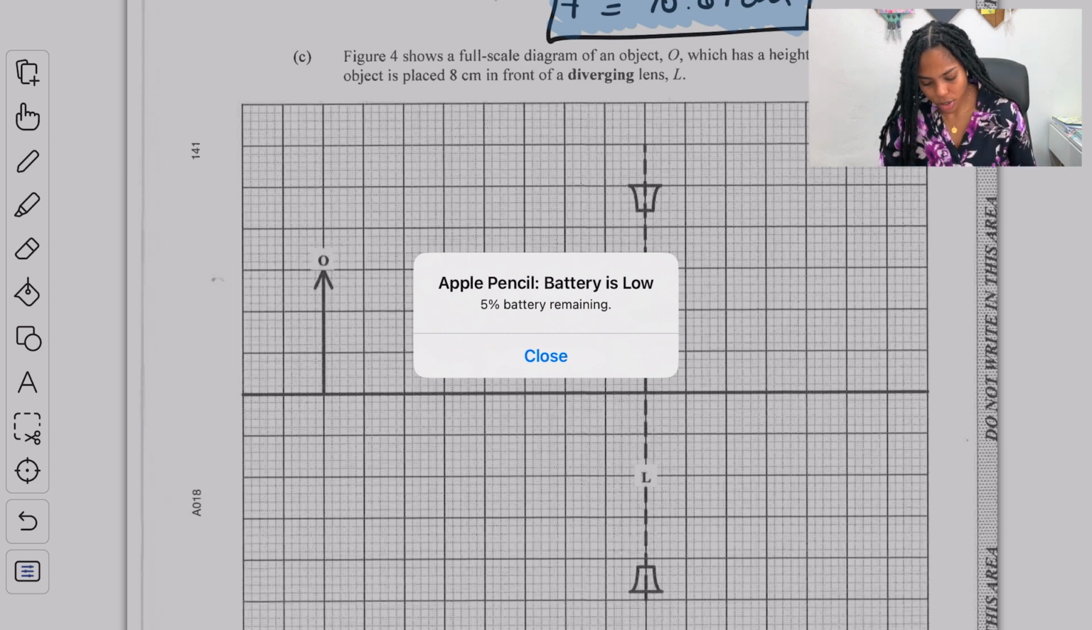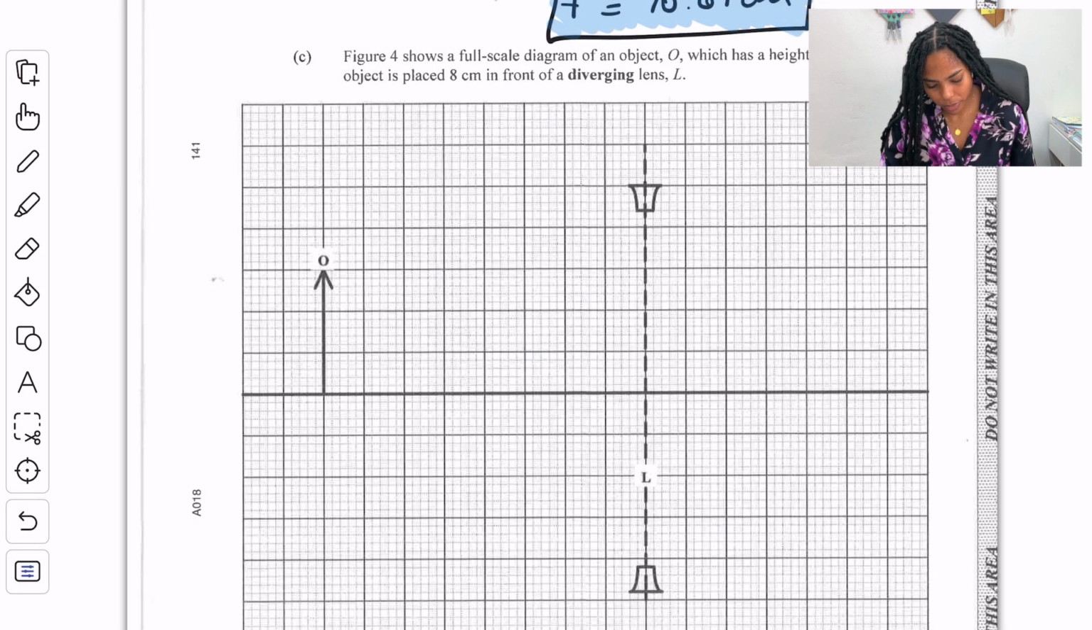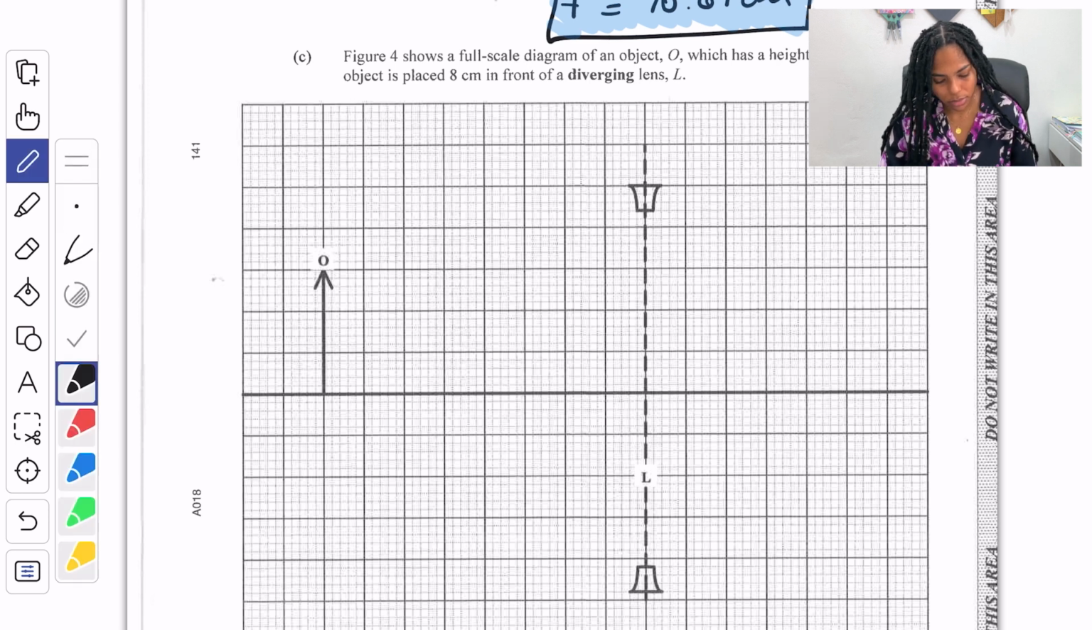So, oh my goodness guys, my battery is low. So let's see. Let me see if I could do this before my battery dies. Now I'm going to put my focal point, since it's 5 centimeters, 1, 2, 3, 4, 5. I like to do it on both sides.